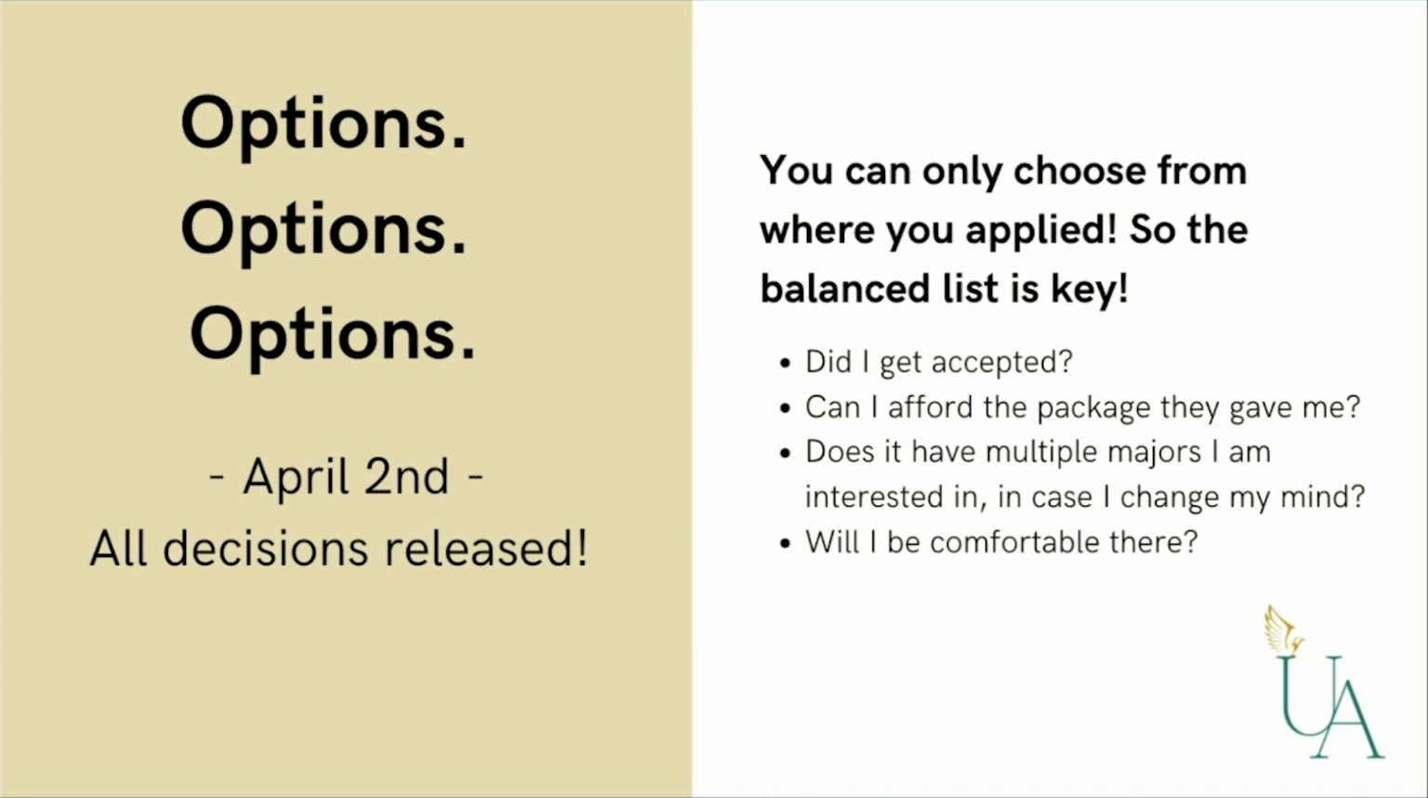But again, I just want to emphasize that at the end of the day, by April 2nd, all decisions are released. You want options, and you can only choose from where you applied. So the balance list is key, right? Because some of those schools will come off the table because if you didn't get accepted, other schools might come off the table because the financial aid package is not enough. And if you change your mind, another school might go off the list because you only wanted that particular school because of the major. And then, of course, will I be comfortable there? Who are you as a person? Making sure you know that.